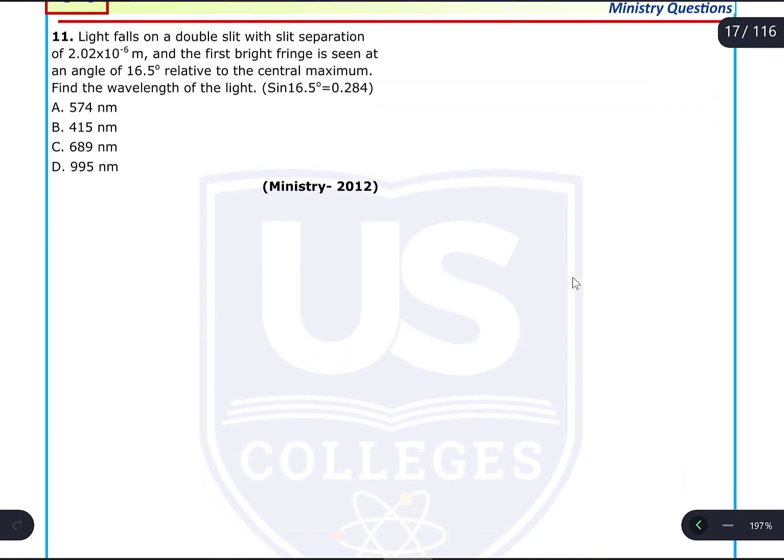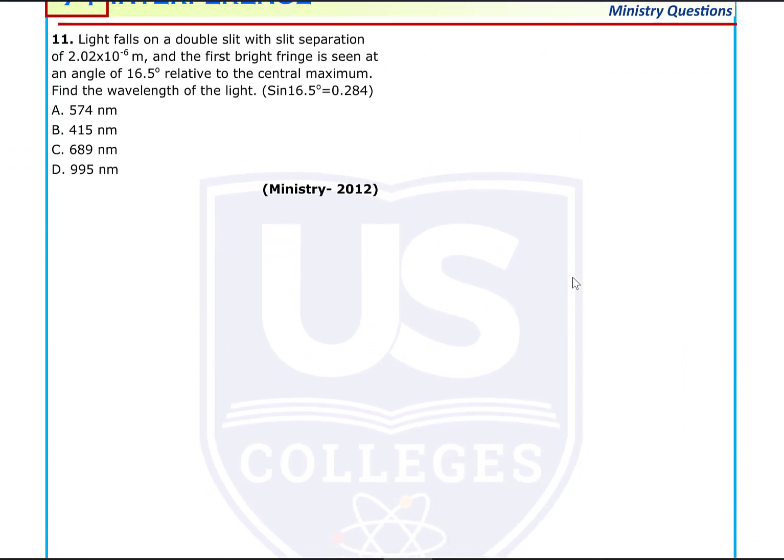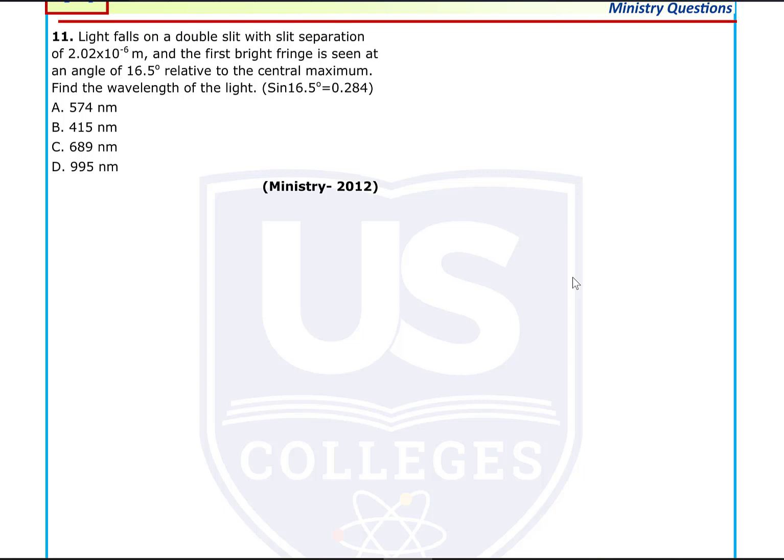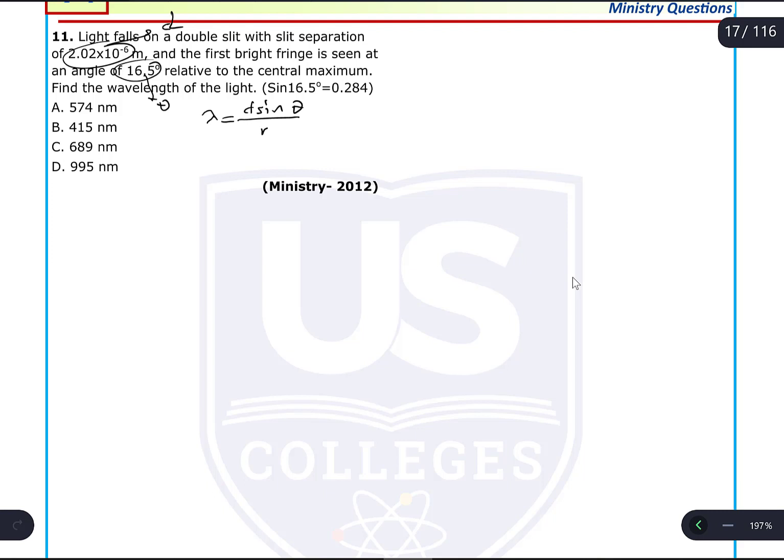So one more problem we added. Now let's solve this problem as well. Light falls on a double slit with a slit separation of 2.02 times 10 to the power of negative 6 meters. D is given, this is d. And the first bright fringe is seen at an angle of 16.5 degrees, which is theta. Find the wavelength of the light. Again, we will use this: lambda is equal to d sine theta divided by m.